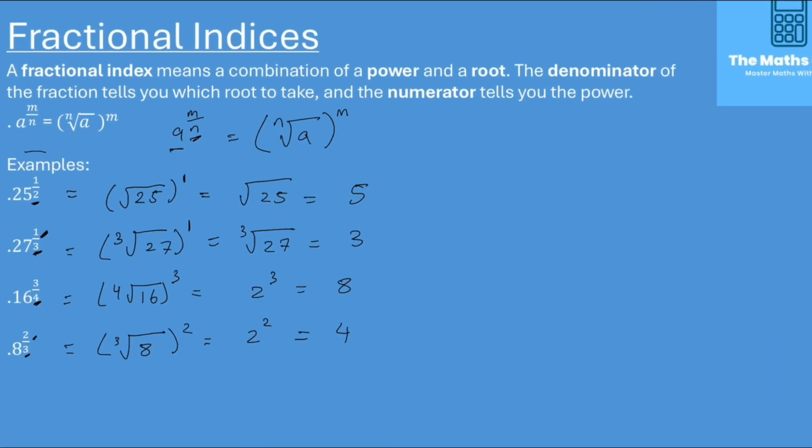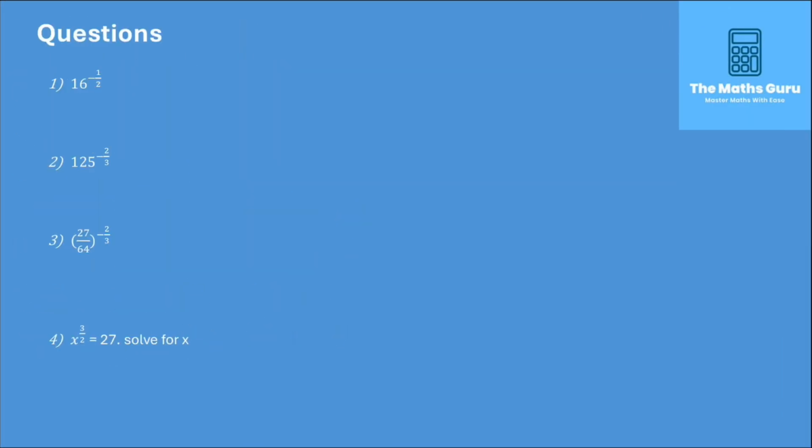Okay, so now we're going to look at some questions where we're asked to combine the two topics. So looking at the first question, we have to do 16 to the power of negative a half. So remember, this negative sign is going to cause us to write 1 over 16 to the power of a half. Now we use our fractional indices knowledge, and whatever we do to the numerator, we have to do to the denominator.